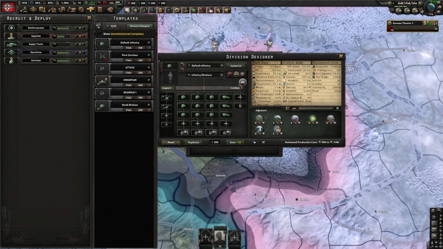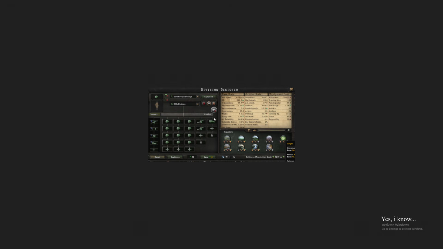So I've seen several divisions that are designed this way, and here is an example. This is a low quality picture of a division that someone has made, and you can see here that they have a motorized infantry battalion here. And I believe this serves no purpose because it does not increase the max speed. You can see it's still on 4 kilometers an hour, and you can also see that it doesn't really do anything else to the division.